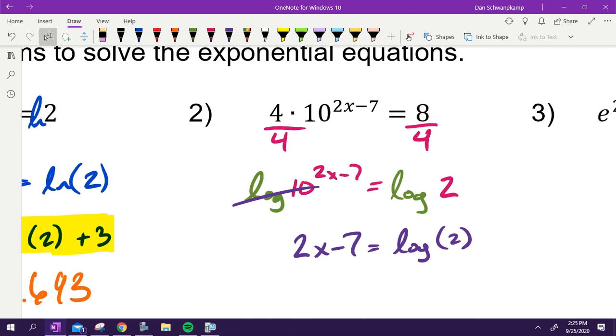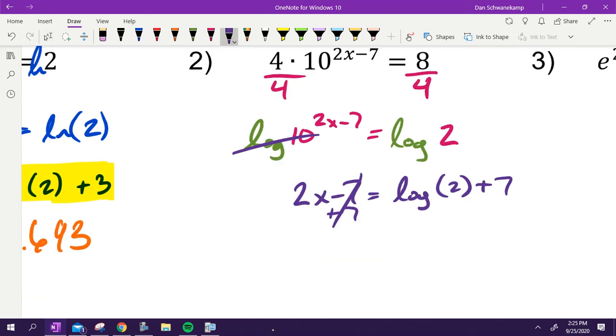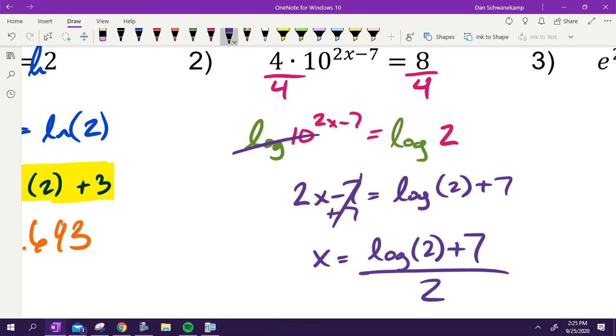Then we're solving. Add 7, and then divide by 2. So x is going to be equal to the log of 2 plus 7, divided by 2. Just make sure you can type that into your calculator. That's the exact answer. Now find the approximate answer.